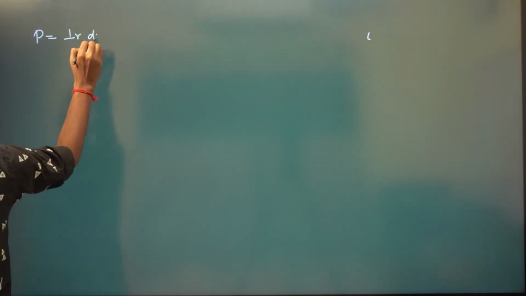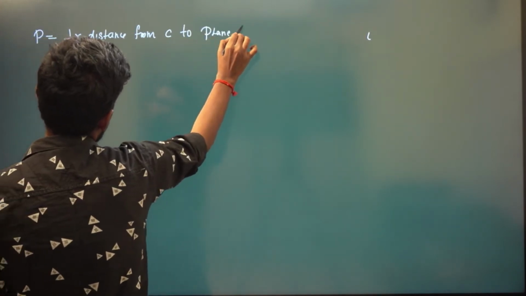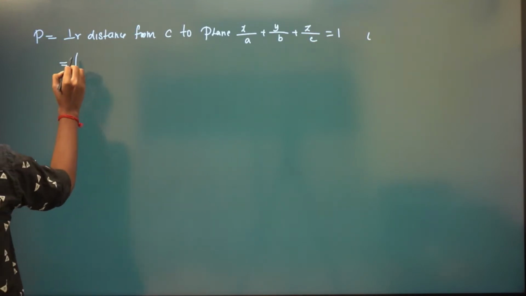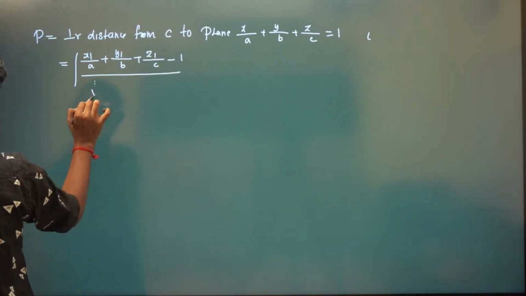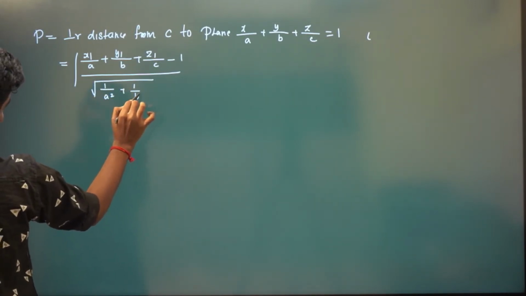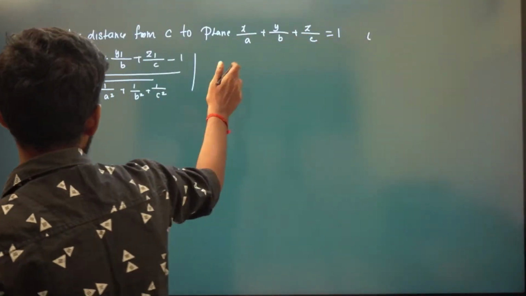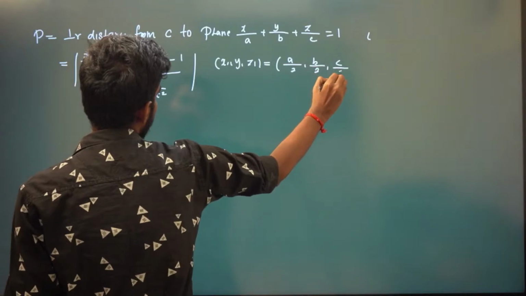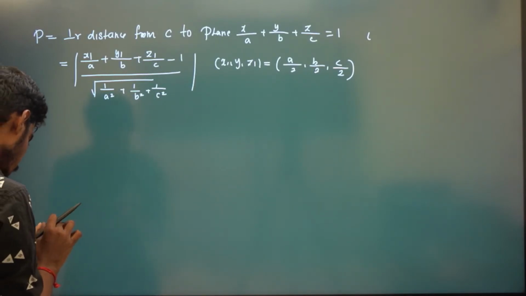So p is the perpendicular distance from the center of the sphere to the plane. What is the plane? It is x by a plus y by b plus z by c is equal to 1. So it is x1 by a plus y1 by b plus z1 by c minus 1, divided by root of 1 by a square plus 1 by b square plus 1 by c square. See, it is ax1 plus by1 plus cz1 plus d divided by root of a square plus b square plus c square, where a, b, c is the direction ratio. So you substitute x1, y1, z1 as the center of the sphere, which is a by 2, b by 2, c by 2.